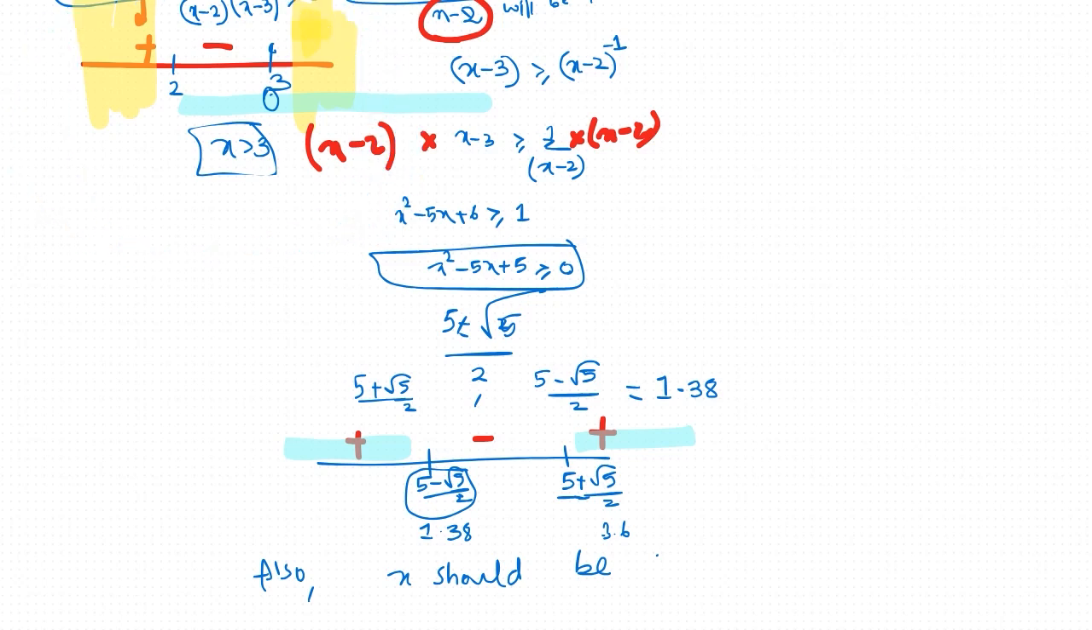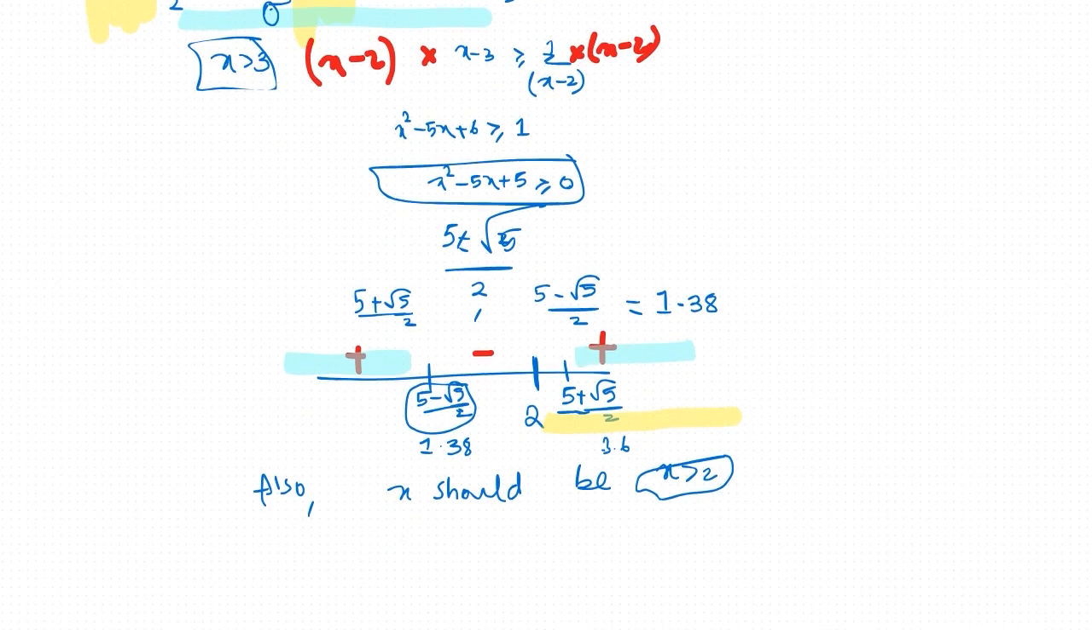x greater than 3, right? Also, x should be greater than 2. So 2 lies somewhere around here, correct? So it's only x greater than 5 plus root 5 over 2. So between yellow and blue, the common region is this. Blue is the winner. So the answer: the value of x is greater than or equal to, or just greater than.